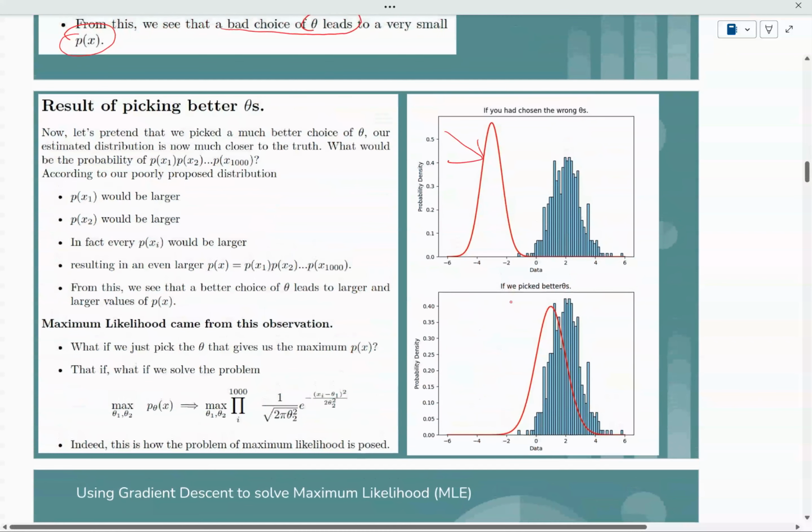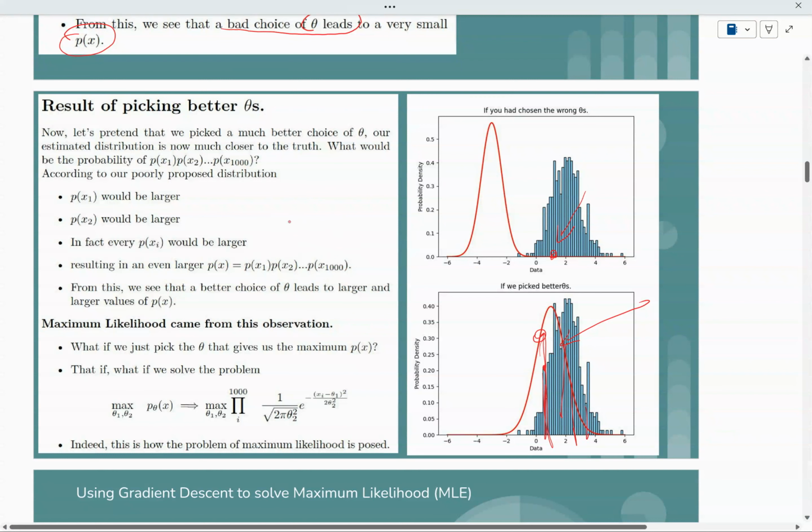So this was the bad one. Now we picked a better one. It's not perfect, right? This would have been perfect, but this one is better. Now, when it gets better, what happens? Well, previously, the probability of this x1 would have been 0 according to this distribution. But according to this distribution, x1 is a much larger number, right? So x1 is quite likely. So is x2, so is x3, x4. So the probability of x1, x2, all the way to x1000, every one of these numbers will be significantly larger.